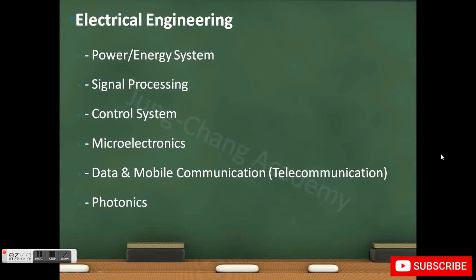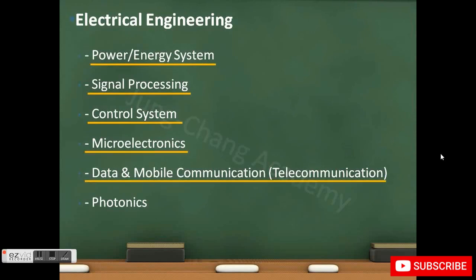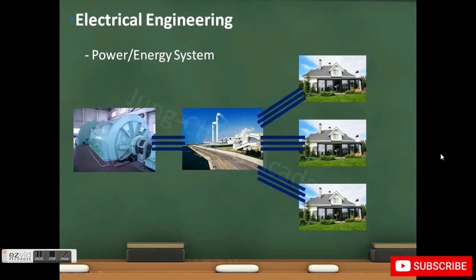Just to give you an idea of how broad electrical engineering has come so far, here's a list of different fields in electrical engineering. There are power system, signal processing, control system, microelectronic, telecommunication, and photonics. Usually, you'll get to choose one of these 6 fields to specialize in your final year of study, and now I'm gonna go through each of them.